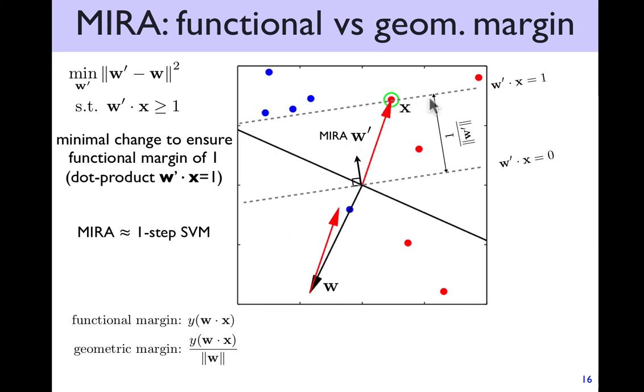So this line is the separation boundary, or decision boundary, defined by the new weight vector after the update. So W prime dot product x equals 0. Now this line is where W prime dot product x equals 1. That means this particular example x currently has a functional margin of 1 after this update, and its geometric margin is 1 over the norm of W, or the length of W.